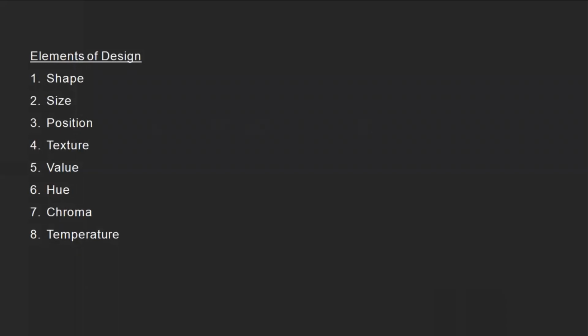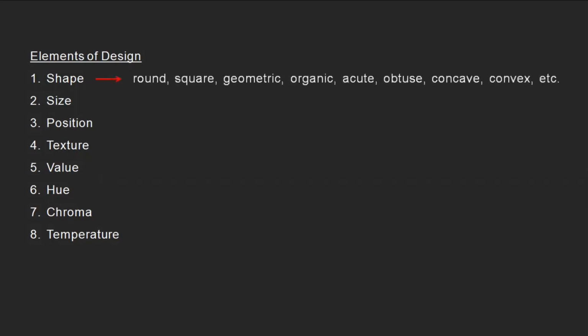If I'm making a list of ingredients that are being used in a master painting, I need to think about these elements and descriptors for these elements. So for example, if I'm thinking about the shape of something, I might say that the shape is round, it's square, it's geometric or organic, it is acute or sharp, or obtuse and dull, it's concave or convex, and etc. These are ways to describe the shapes that exist in the painting that you're going to be analyzing.